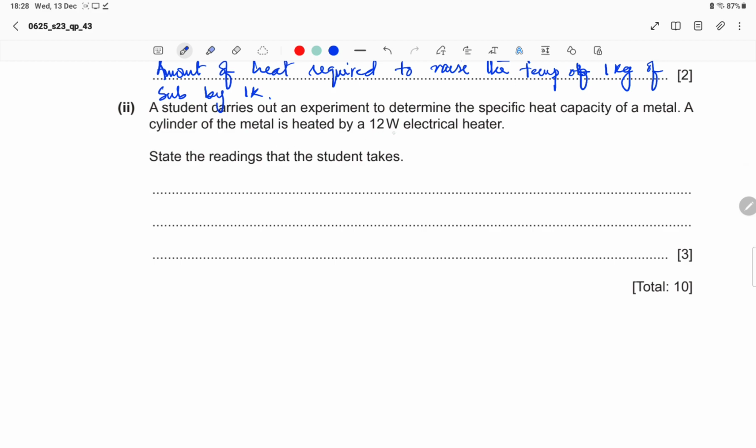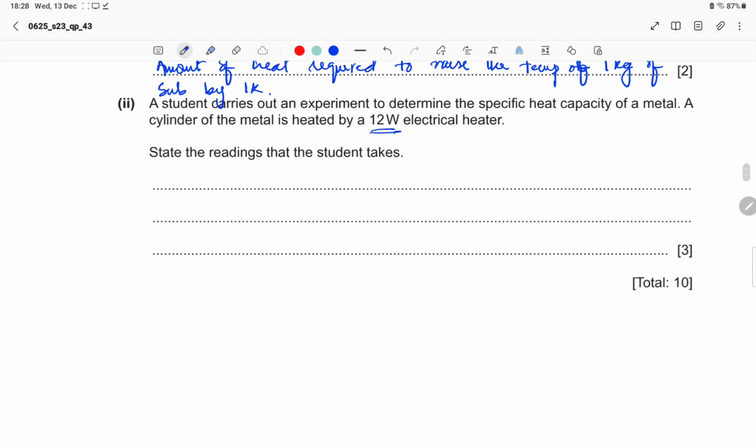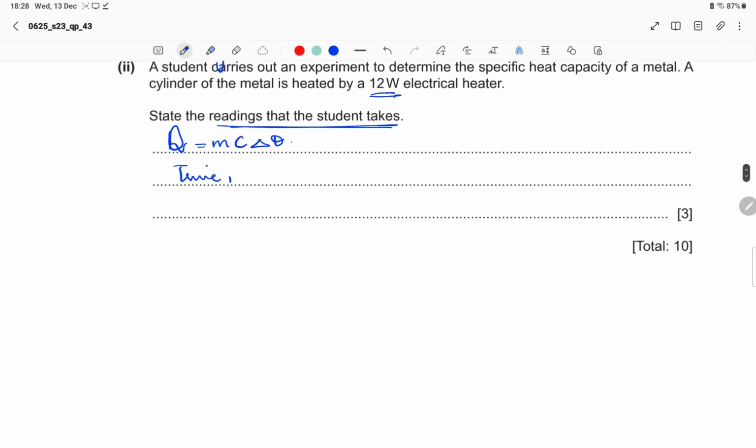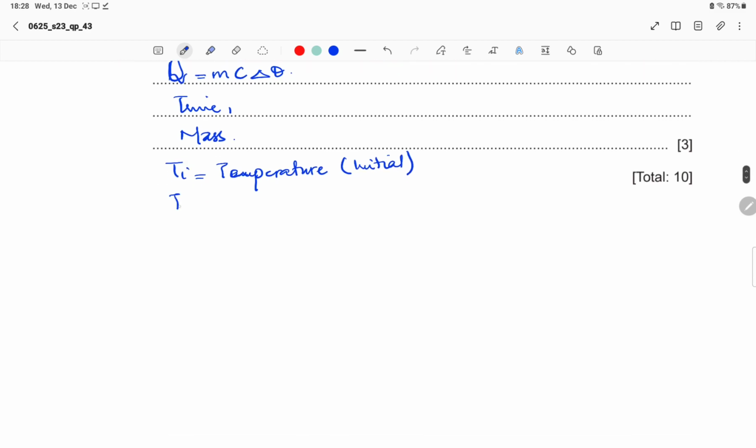A cylinder of a metal is heated at 12 volts. State the readings that the student takes. So you can see from the formula, which is Q equals mcΔθ, he wants the readings, like he wants to know the time, he wants to know the mass, he wants to know the initial temperature, which is going to be T initial, and T f, which is going to be temperature final.